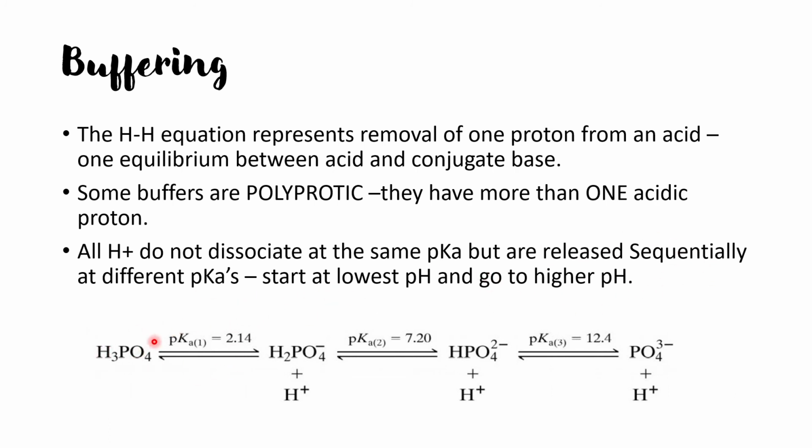If we take phosphoric acid, at the pKa of 2.14 it releases one of its protons, and as we gradually increase the pH, at 7.2 it releases another of its protons, and as we go higher, at the pKa of 12.4, it releases the last of its bound protons. So these are polyprotic acids, where they can release the protons at different pH or pKa's.